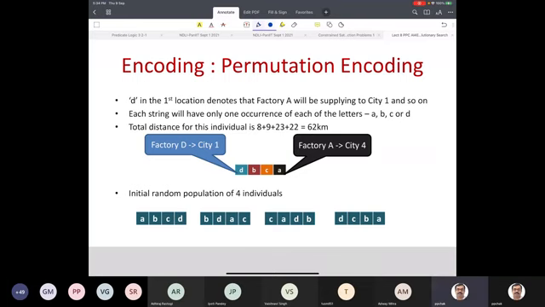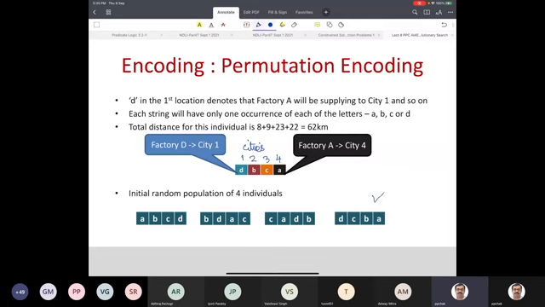Each factory: this is factory 1, this is 2, this is 3, this is 4. And this is city 1, 2, 3, 4. These are cities. Which factory serves which city? We want to make sure that there is no duplication of city names in this list, because that is our feasible solution. As soon as we do an assignment, we get the distance from the distance matrix, and we get the cost. This is a simple problem.